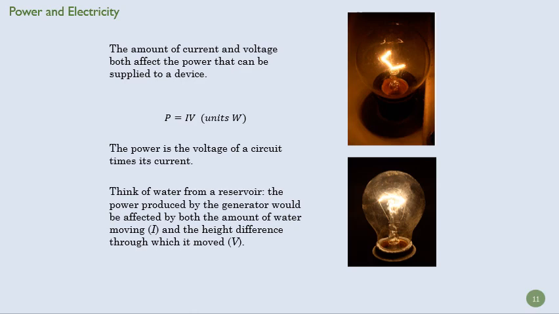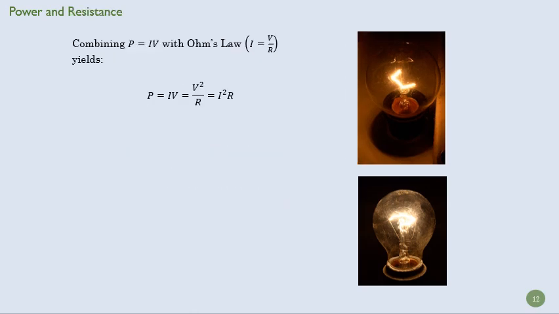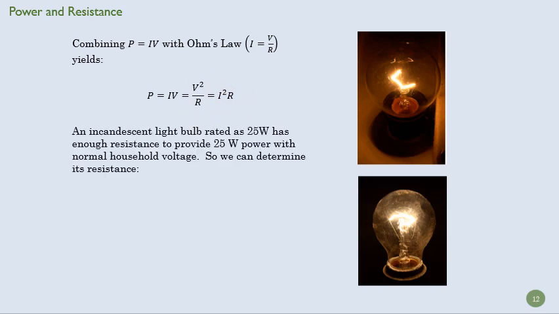And so the same with an electrical circuit, right? The power of our circuit has to do both with that potential difference, how much potential energy difference there is between 2 points, and how much charge we're pushing through that particular point. Now we can combine that power law here with Ohm's law, and we get power is equal to V squared over R, or power is equal to I squared times R. And those can be useful in different situations.